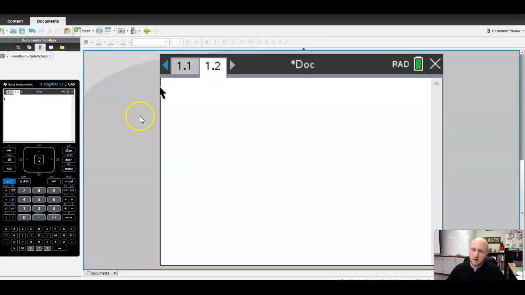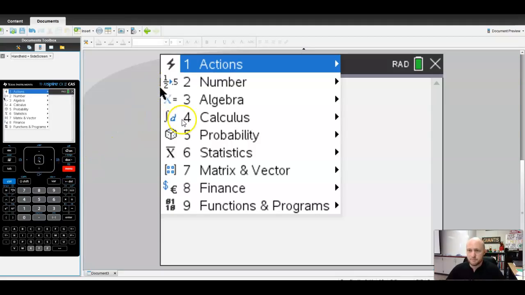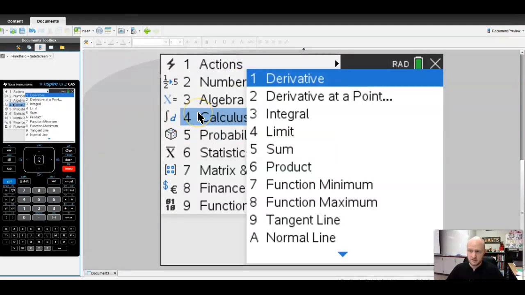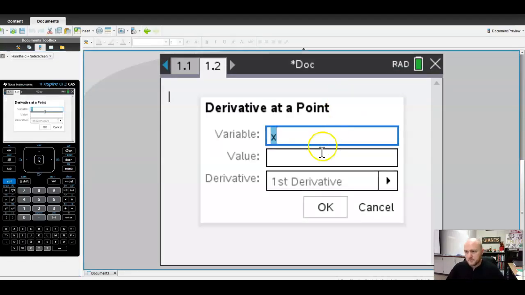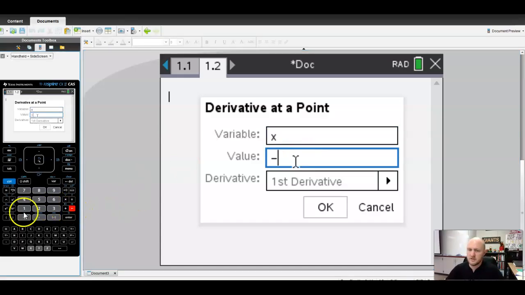A couple of ways you can go ahead and take a derivative. One is to click menu. We're in calculus, so go to calculus, and we want a derivative at a point. Note, if you have the CX version, if you do not have the CAS, the computer algebra system, you do not have general derivative. You'll just have derivative at a point, which is what we want. So derivative at a point, the value in example A is -1. So I want, what is h prime of -1?